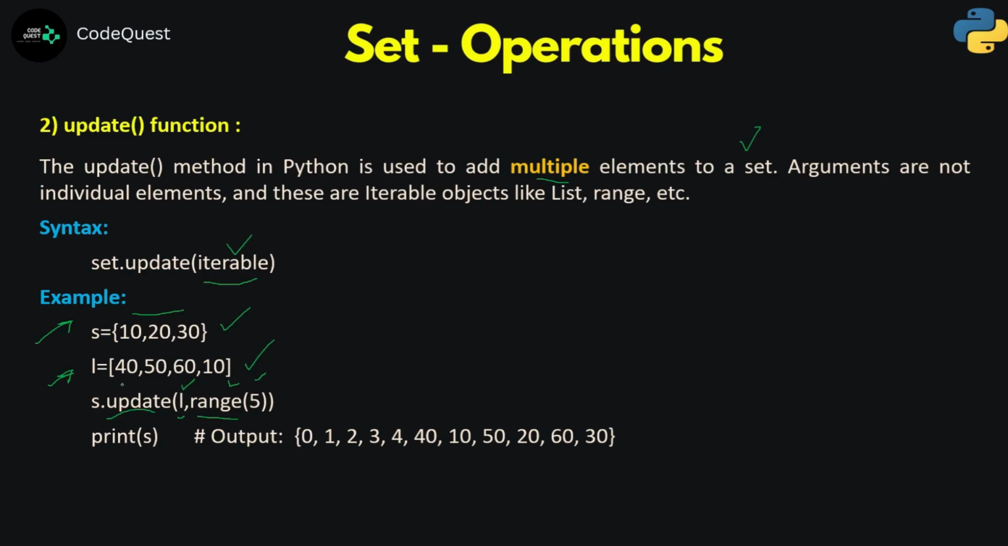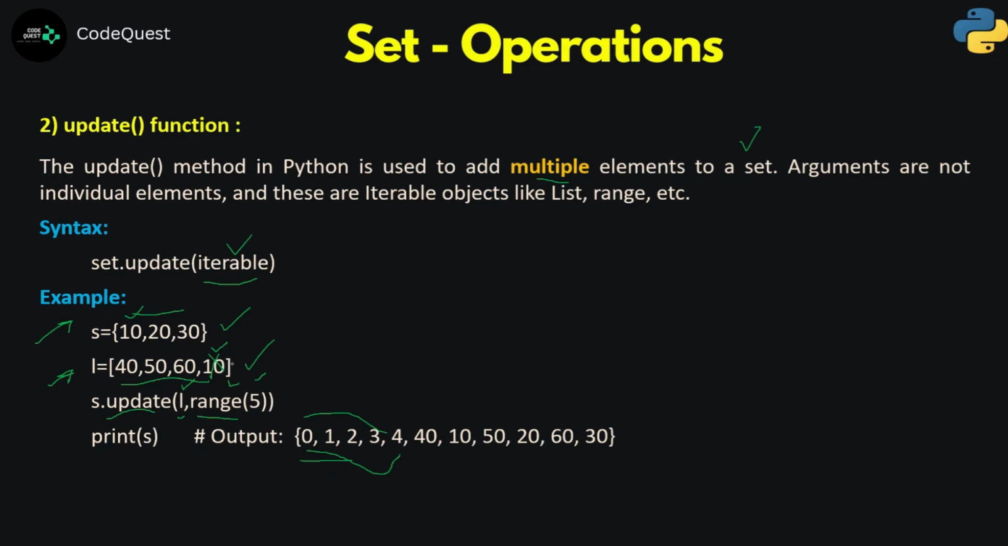Now we are trying to add all the elements of L. But you can see that among all the elements of L, 10 is something which is already available. So this 10 is not going to be added here because it is already present. Whereas 40, 50, 60 will be added to it. So 10, 20, 30 followed by 40, 50, 60. These are the items which are added because of L. Now the second argument, your range, which is another iterable, is producing a set of values. What are those? 0, 1, 2, 3, 4. These are not available in the existing set, hence they will be added to the set.